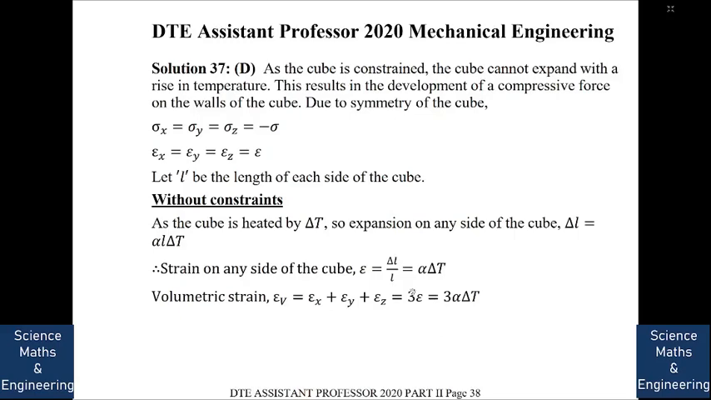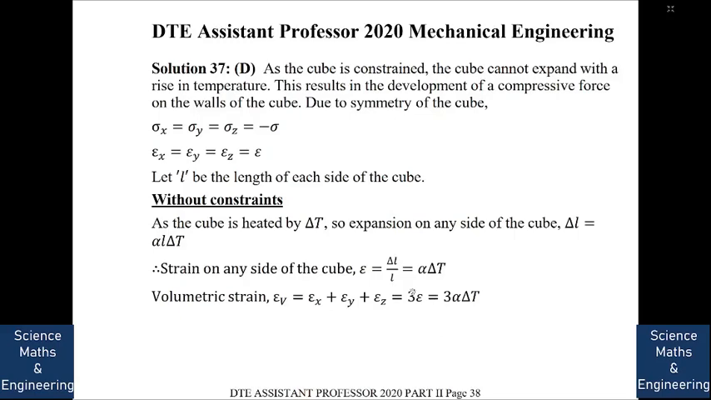Now due to symmetry, sigma x would be equal to sigma y equal to sigma z. This is equal to minus sigma. Then if it is not constrained, then epsilon x would be equal to epsilon y equal to epsilon z equal to epsilon. Now let L be the length of each side of the cube. Now without constraint, as the cube is heated by delta T, the expansion of the cube would be delta L is equal to alpha L into delta T. Now strain would be equal to delta L by L, which is equal to alpha into delta T.